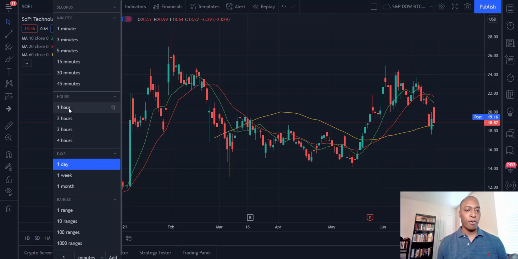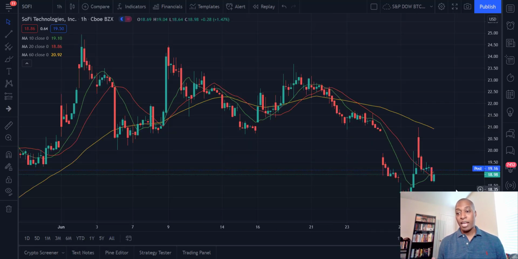So let's take a look at the 1 hour and get a sense of where we are here. Oddly enough, we're still consolidated at the 1 hour point. I'm right now looking at the numerical values in the upper left-hand corner. The 10 period at this point is $19.10. The 20 is $18.86, and the 60 is $20.92. So that means the 10 once again is between the 20 and the 60, which is a period of consolidation. And during a period of consolidation, I typically will not use moving averages as a trading indicator, because you can really get chopped up.